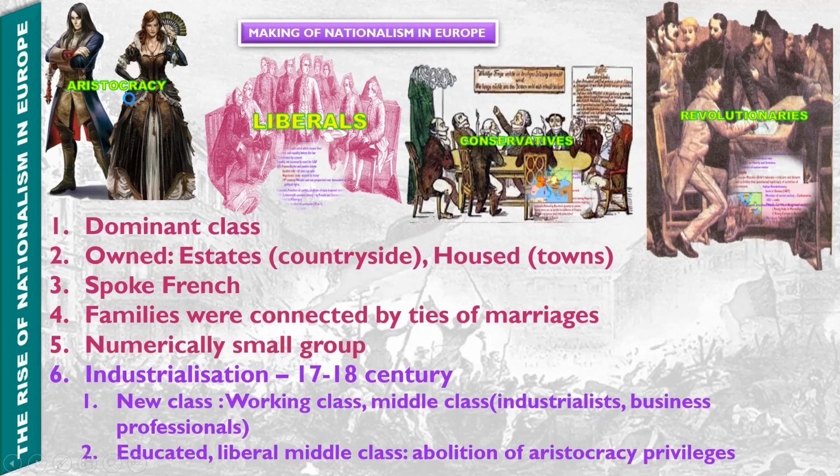The dominant class was the aristocracy. The members of this class were united by a common way of life that cut across regional divisions. They owned estates in the countryside and also town houses. They spoke French for purposes of diplomacy and in high society. Their families were often connected by ties of marriage. This powerful aristocracy was, however, numerically a small group. The majority of the population was made up of the peasantry.